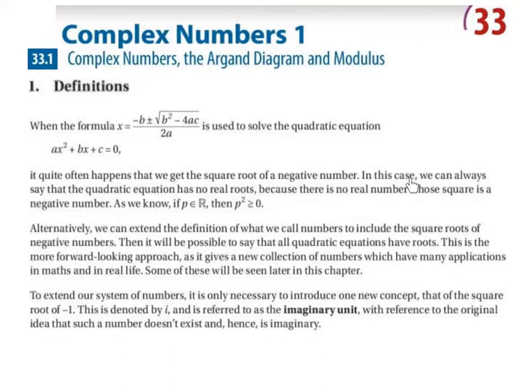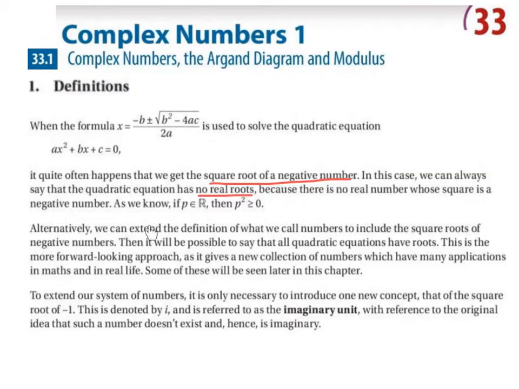In this case, we can always say that the quadratic equation has no real roots, because there is no real number whose square is a negative number. As we know, if p is an element of the real number set, then p squared is greater than or equal to 0.